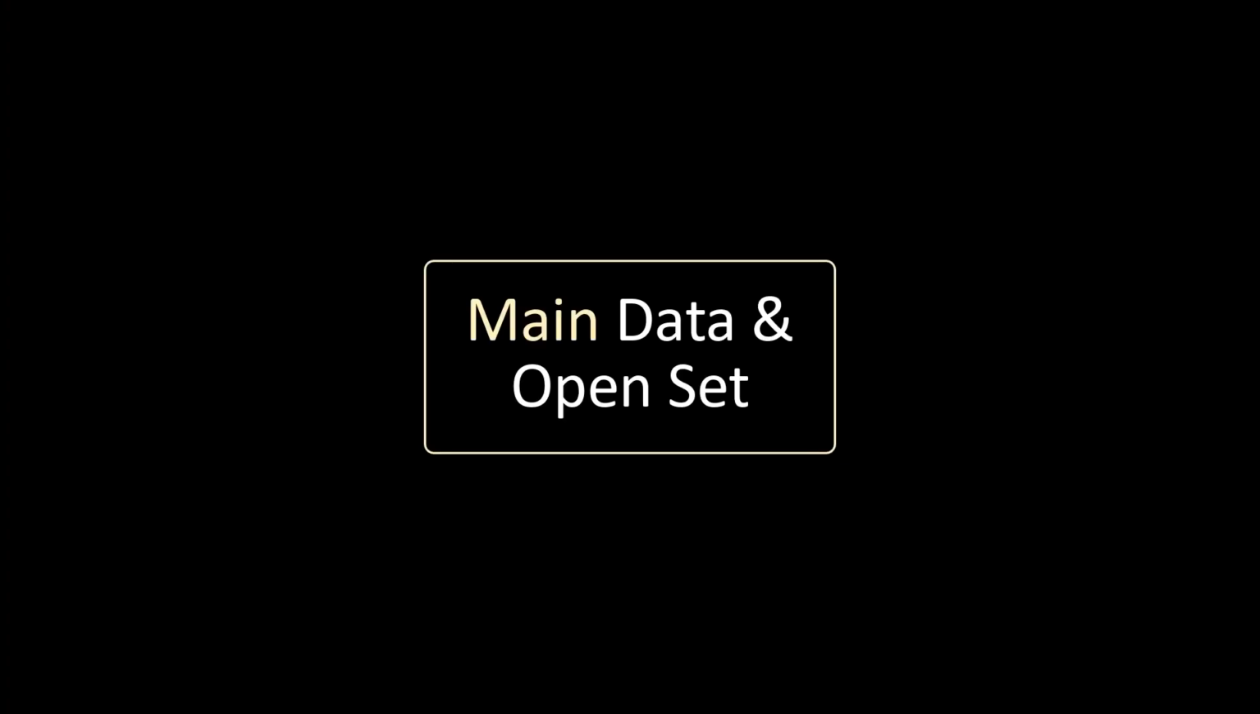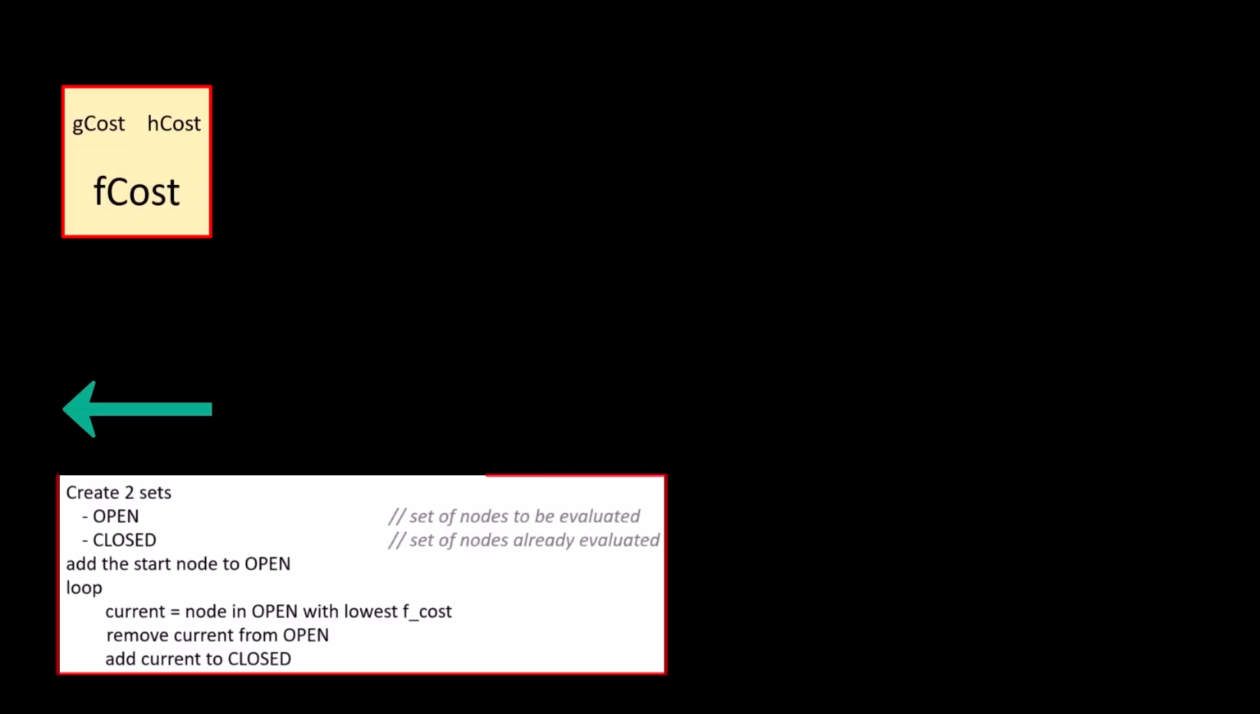Main data and OpenSet. Before we can start implementing the logic, we first need to think about how we shall store the information that is needed in the algorithm. On the one hand, we need to store the cost values and the traveled path. On the other side, we need to find a static method to implement the two sets, open and closed.